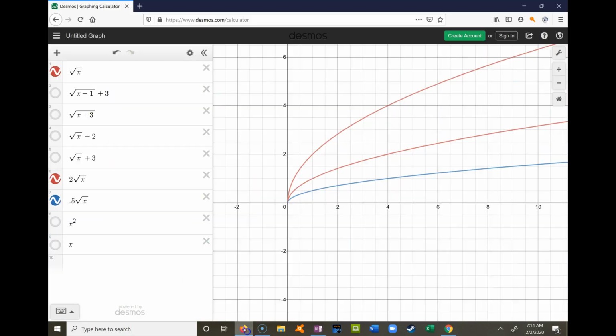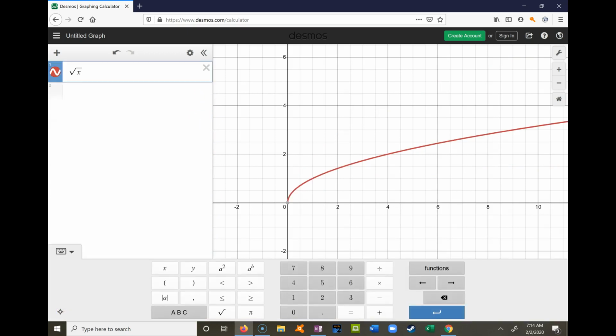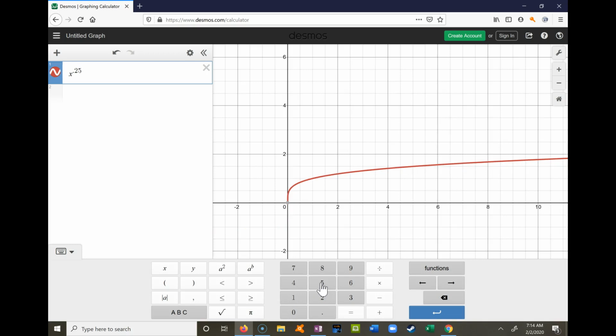Now if we switch back here real quick, what if instead of a square root, we had some other root? Well, that's a good question. I'm glad you asked that. Remember, we know how to do roots now. We can just go x to the, and I'm going to put, say, 0.25. So that would be the same thing as a fourth root, right? Because that's 1/4.